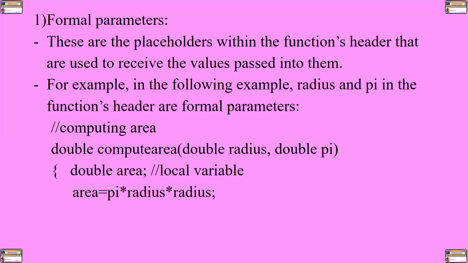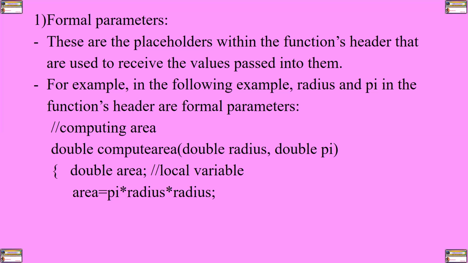In other words, it is telling the processor, pick the value which has been received through parameter radius, multiply by itself, and then multiply the result with the value that is contained in the parameter that has been received, or the value that has been received through the parameter called pi. And the overall results, assign them or store them in the local variable called area.